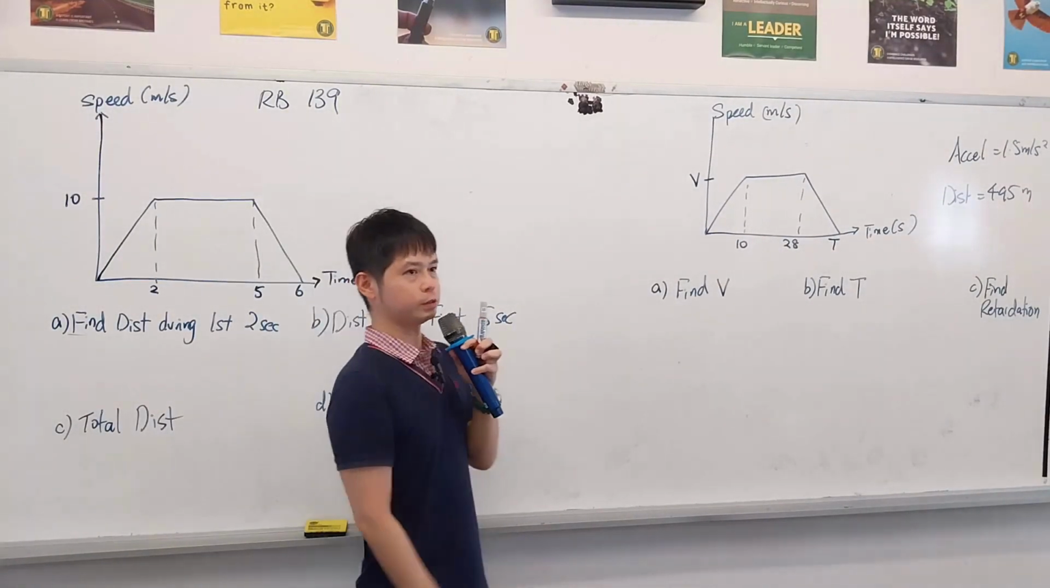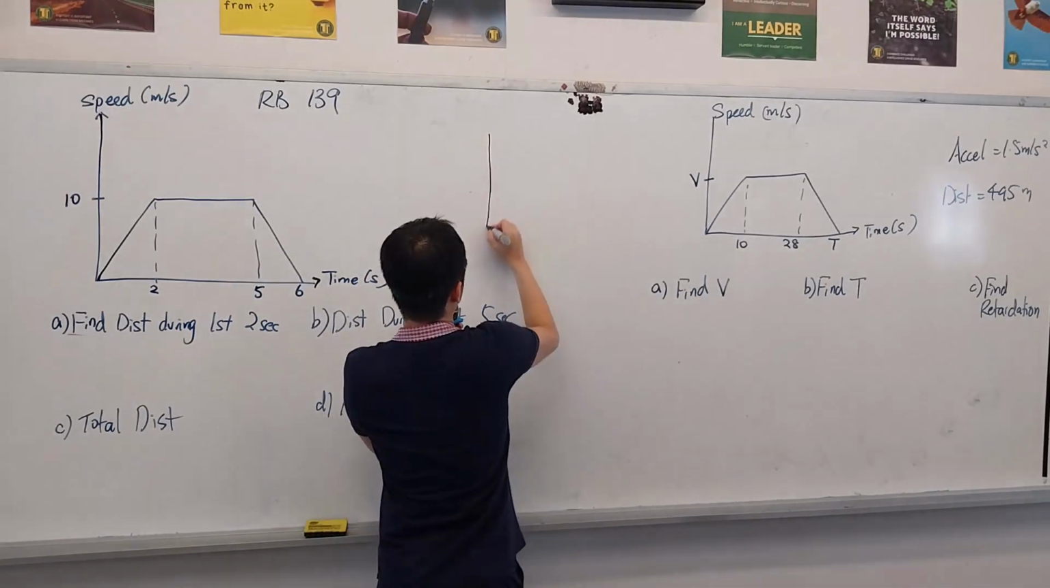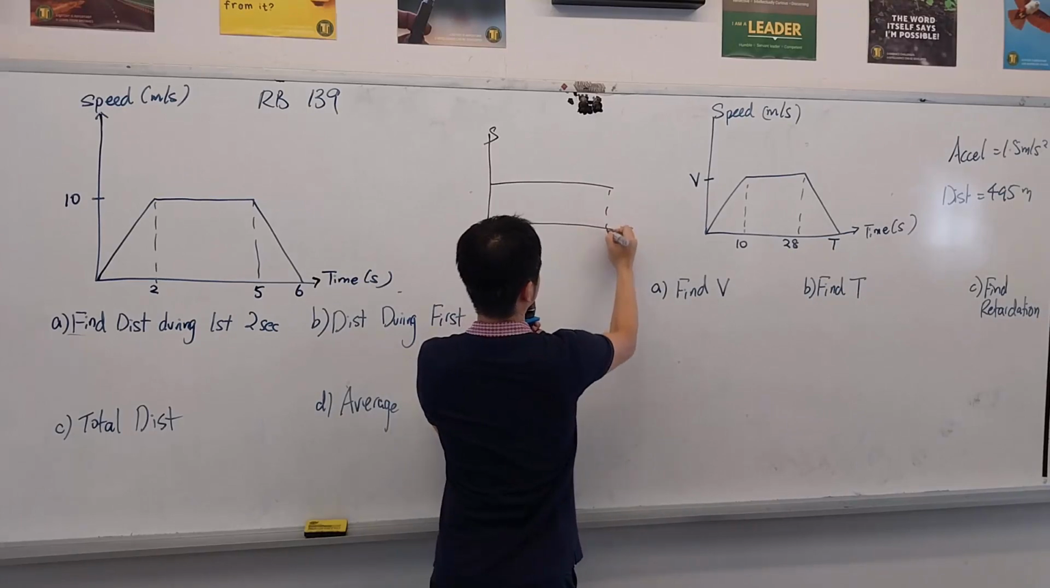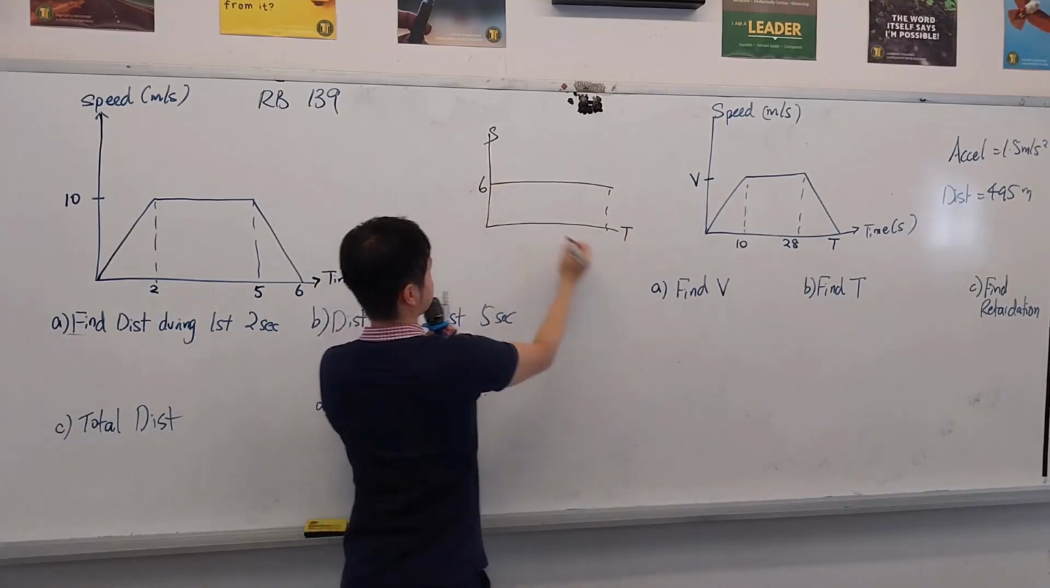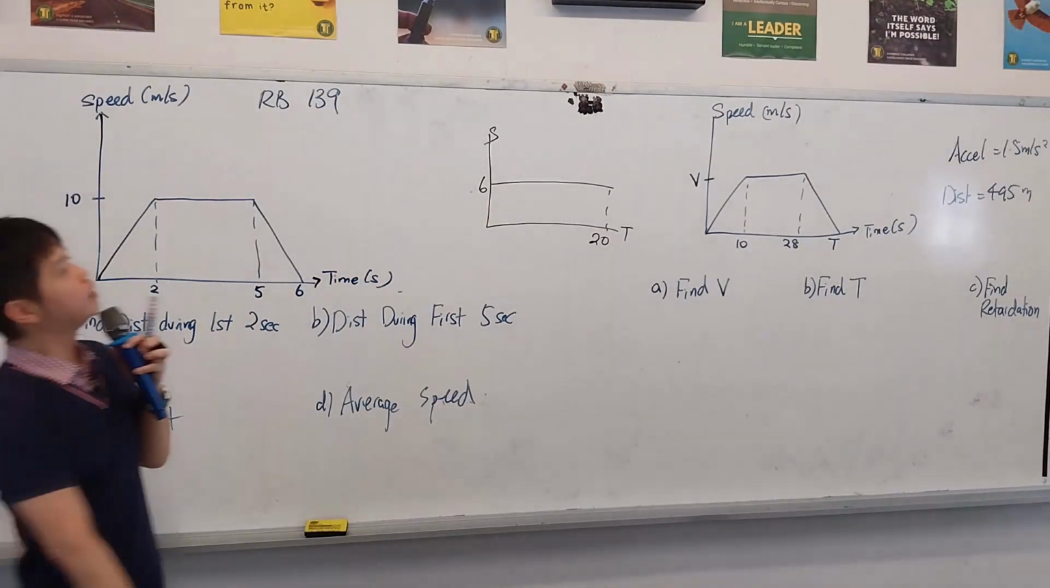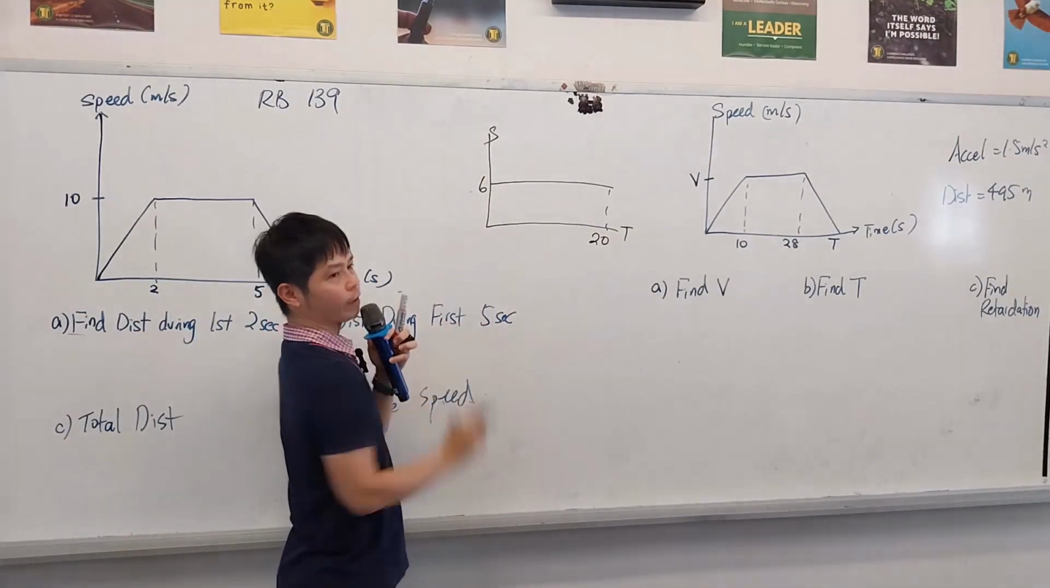Alright, today we are going to touch on speed time graph. The first concept we need to learn is, let's say we have a speed time graph like this. It is in your resource booklet. I have the number 6 here and the number 20 here, right? So, how do I find distance?